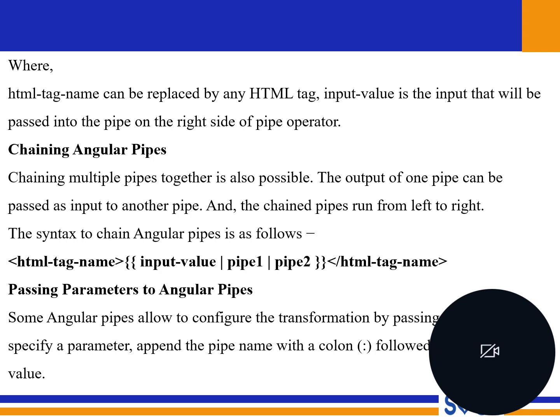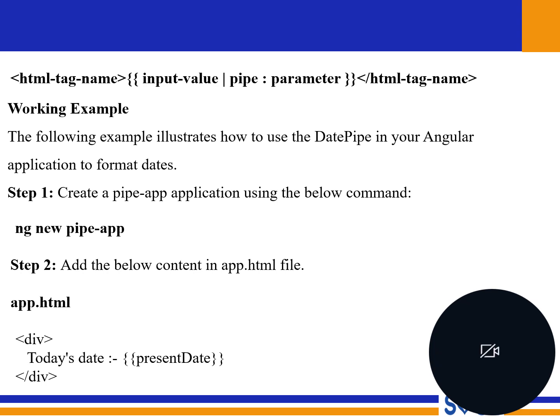Then passing parameters to the Angular pipe. Some Angular pipes allow you to configure the transformation by specifying the parameter after the pipe name with a colon, followed by a value. So this is the syntax.